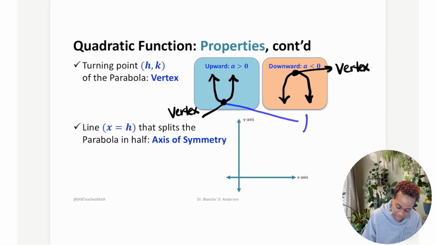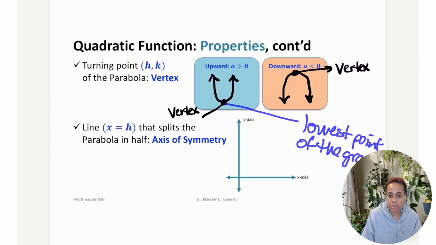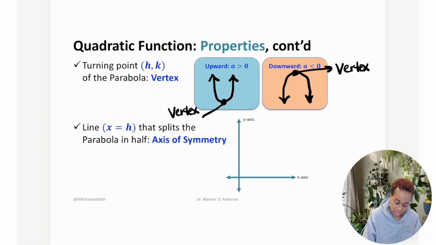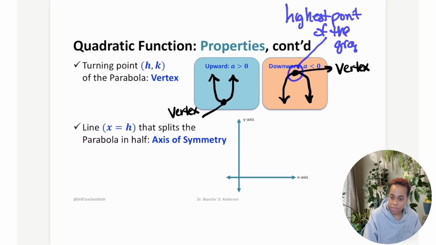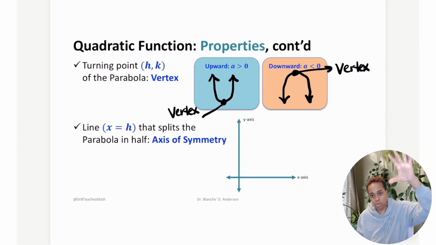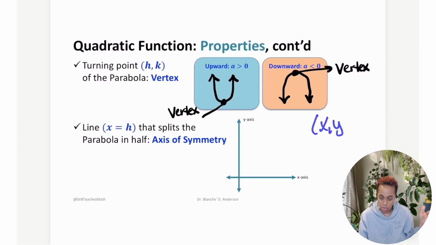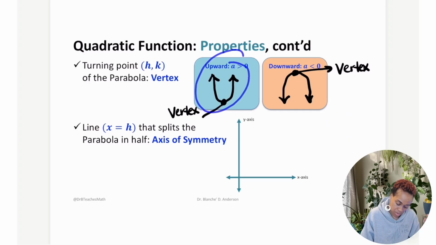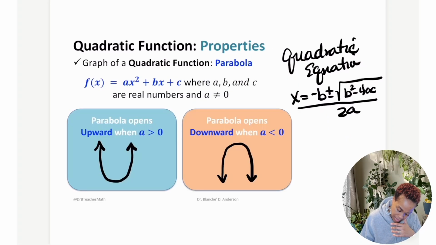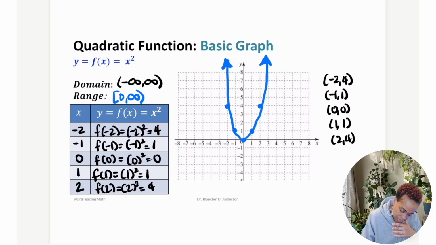So when it's upward like that, this right here is the lowest point of the graph. Okay, when it's open upward, that's the lowest point of the graph. And then right here, this is the highest point, or the maximum point of the graph. And when I say point, I'm talking about an ordered pair XY. So upward or downward.